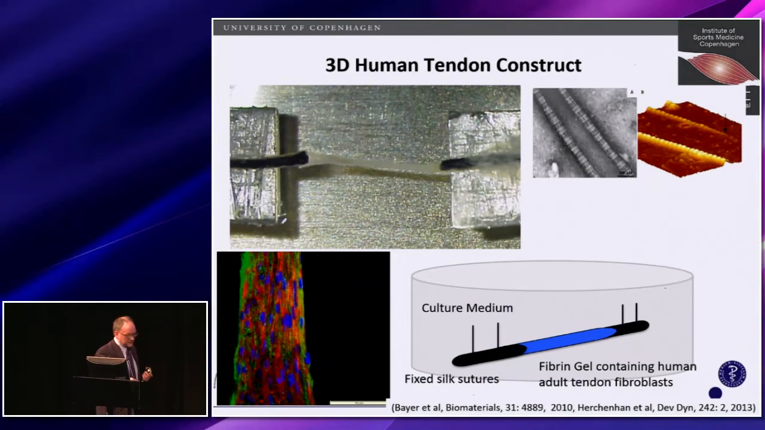If we then ask the question, how important is mechanical loading for the tendon to function as it should? Then again, this is what I just showed you a glimpse of before. If you seed out human fibroblasts on a fibrin gel and you put basically pins in, you don't have to do anything more than that, then spontaneously after 14 days you will form an artificial tendon. It's not as strong as a normal tendon, it's only 1/10 of the strength, but the structure is very similar, although there are more cells than in a normal tendon.